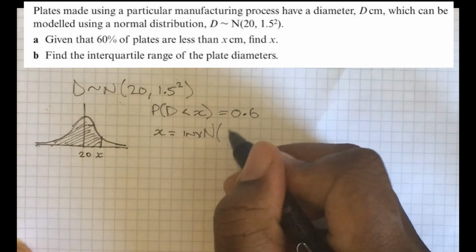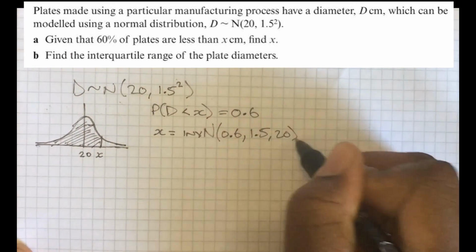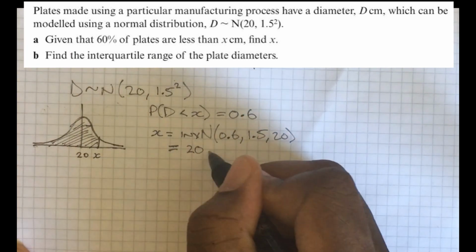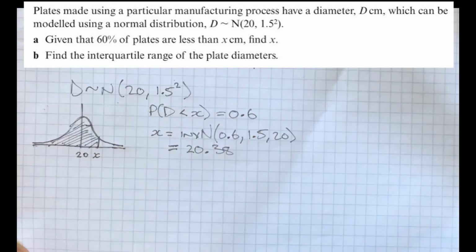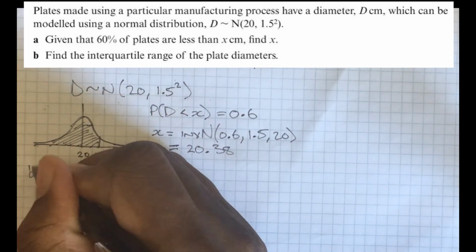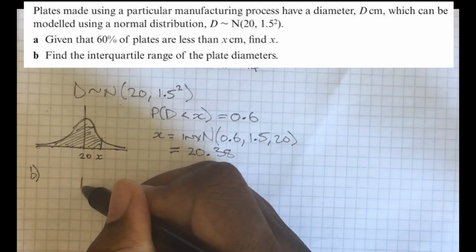Okay, so quite straightforward. We're going to use the inverse function with the 60%, the standard deviation, and the mean. And that gives us an answer of 20.38. So 60% of the plates are less than 20.38 centimeters in diameter. Second part of the question, find the interquartile range.